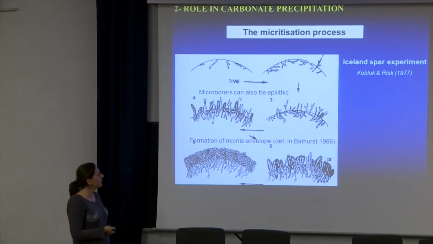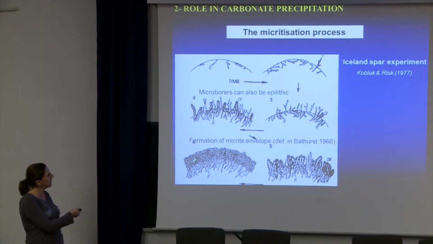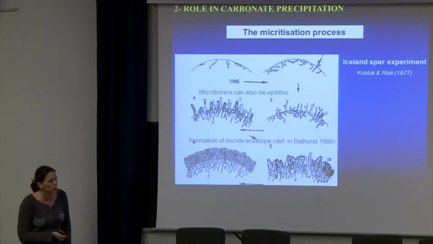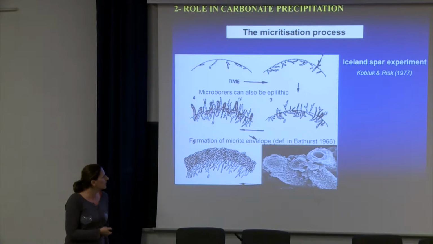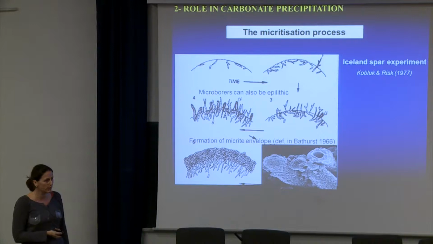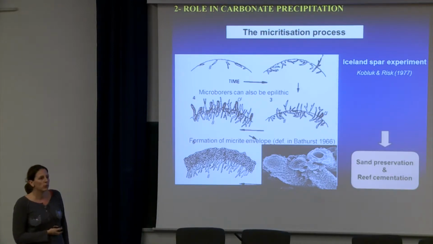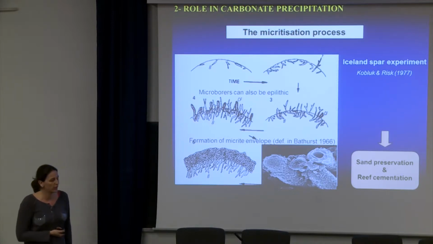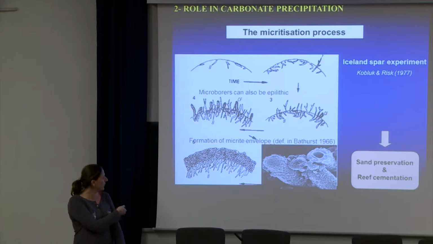Because of their metabolic activity, photosynthesis, they were creating conditions at the surface of the substrate which would allow the precipitation of calcium carbonate and form micrite envelopes. Here is a picture to show you how the precipitation can occur around a filament. These authors suggested that this process was involved in sand preservation and reef cementation. So again, this micritization is occurring at the surface of the substrate.